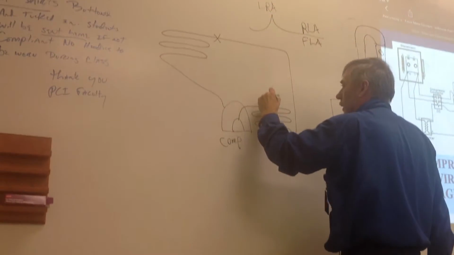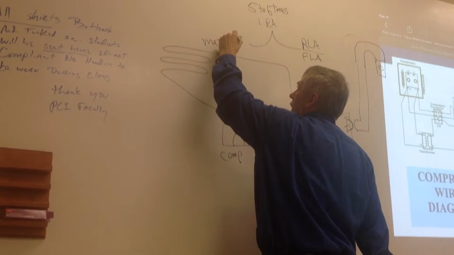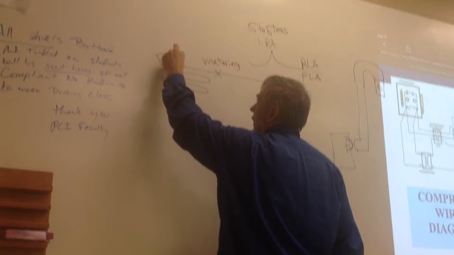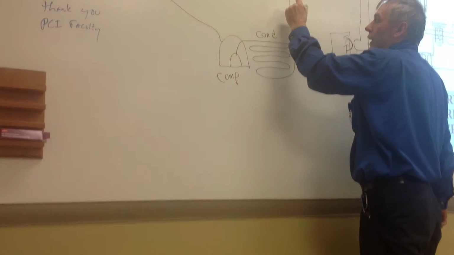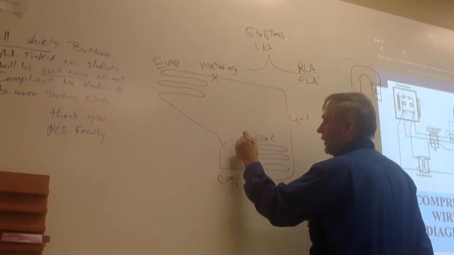Compressor, condenser, metering device, evaporator. Okay, this is the liquid line. This is the discharge line.